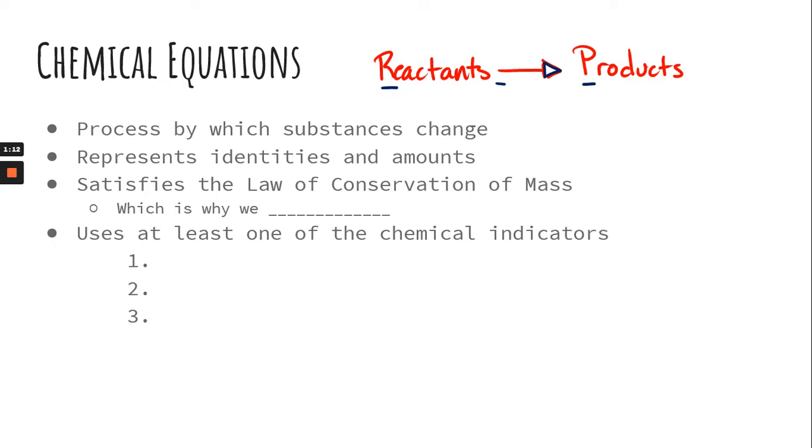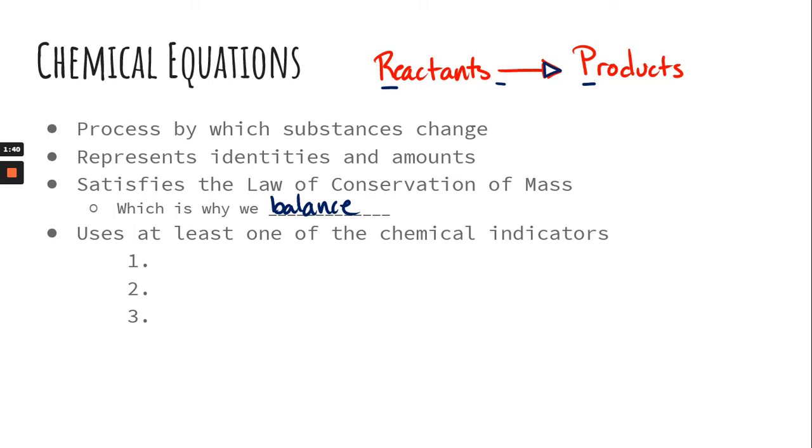A reaction, or the equation that goes along with this, represents the identities and the amounts of your reactants and products. The law of conservation of mass, remember, means that the mass you start with has to equal the mass you end with. So that's why we balance chemical reactions. And that's what we'll be doing in the next lesson, is balancing.